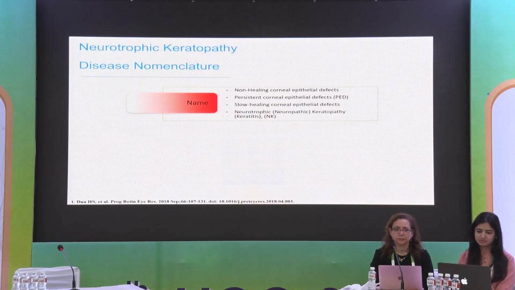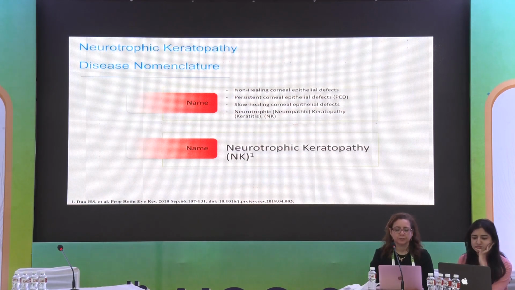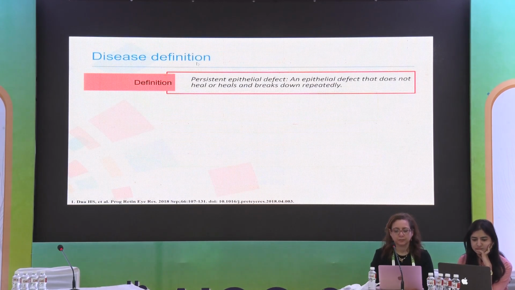So what is neurotrophic keratopathy? The terms we use: non-healing defects, persistent epithelial defects, slow healing defects, and neurotrophic keratopathy, neurotrophic keratitis, or neuropathic keratopathy. All of these are terms used. So we said we should stick to one. We call it neurotrophic keratopathy. So in terms of nomenclature, that's what this should be called, although clinically they are used interchangeably with the above. The definition of a persistent epithelial defect is an epithelial defect that does not heal or heals and breaks down repeatedly.